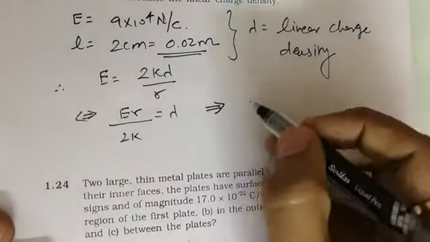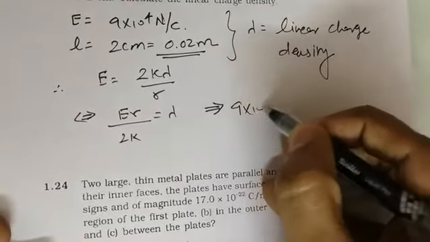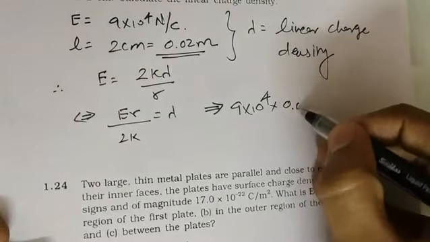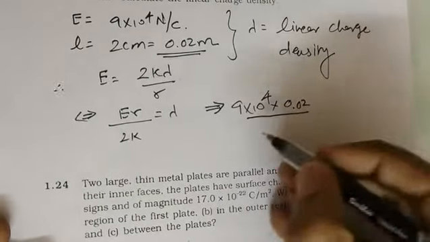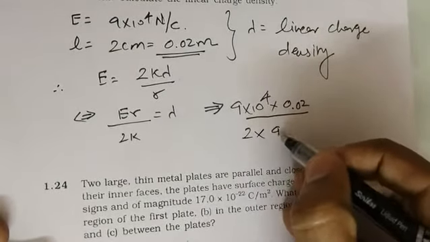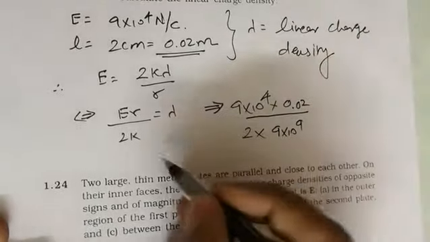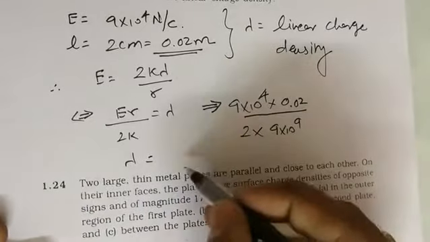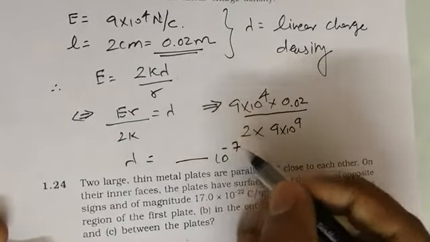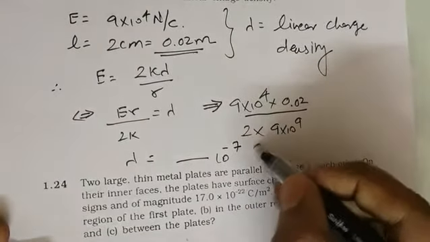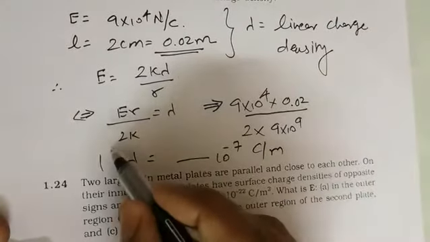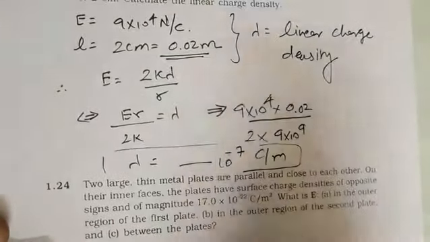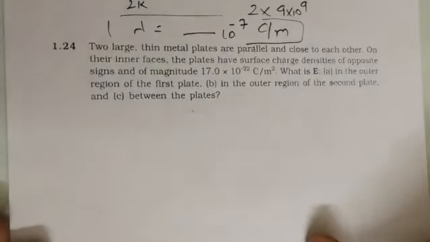Thus we have the value of electric field 9 × 10^4. Our distance is 0.02 meter. Our 2 is okay. k is the standard value, 9 × 10^9. So lambda would be something like 10^-7 coulomb per meter. This is how you can solve such types of examples.